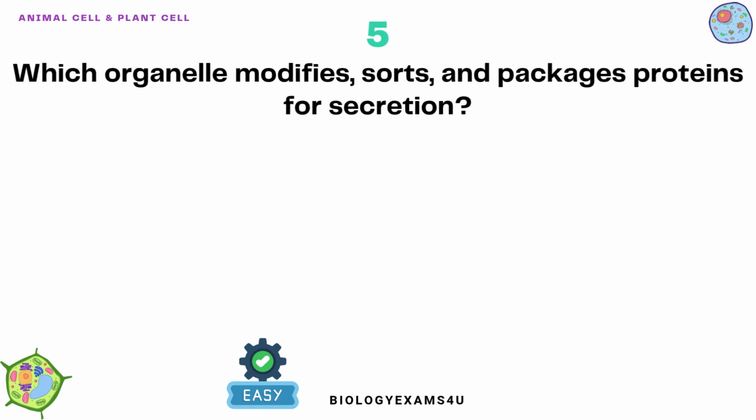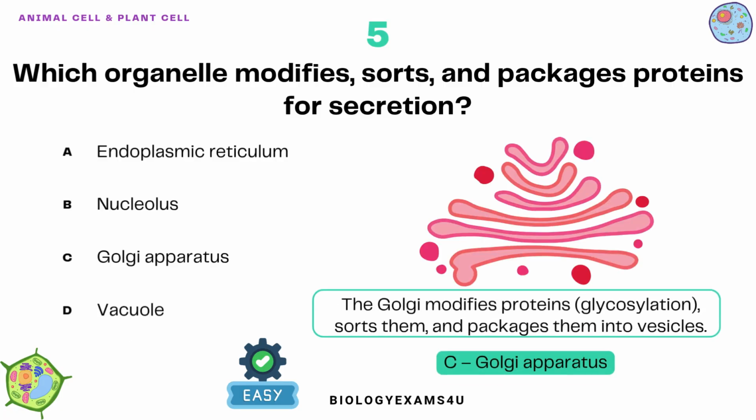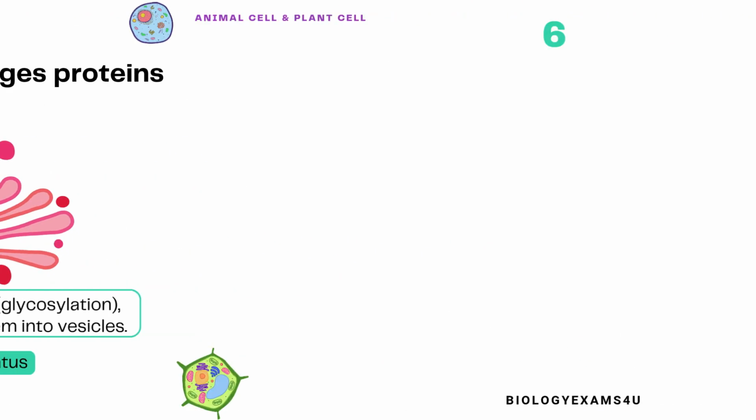Which organelle modifies, sorts, and packages proteins for secretion? Options are endoplasmic reticulum, nucleolus, Golgi apparatus, vacuole. The answer is Golgi apparatus that modifies proteins through glycosylation, sorts them, and packages them into vesicles.